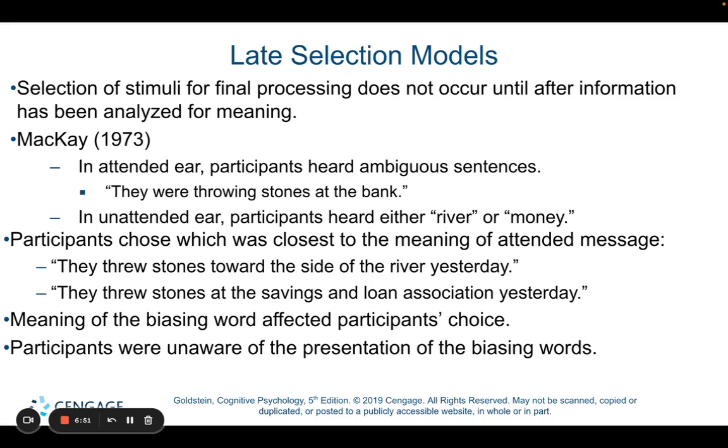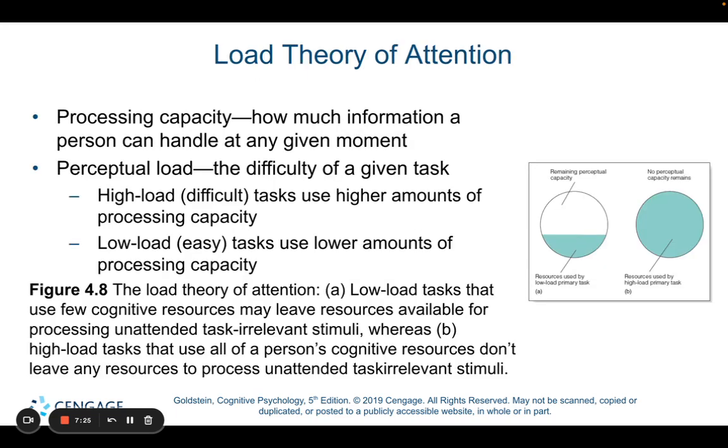So if that person says they threw stones toward the side of the river yesterday, they're going to assume that it's referring to a riverbank. Or if they heard they threw stones at the Savings and Loan Association yesterday, then they're going to assume that the bank referred to money. So there's always some type of biasing word that can impact a participant's choice with a late selection model. And participants are often unaware of how that biasing word is taken in by them.